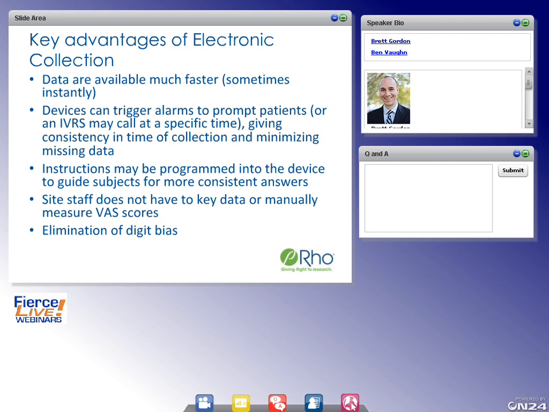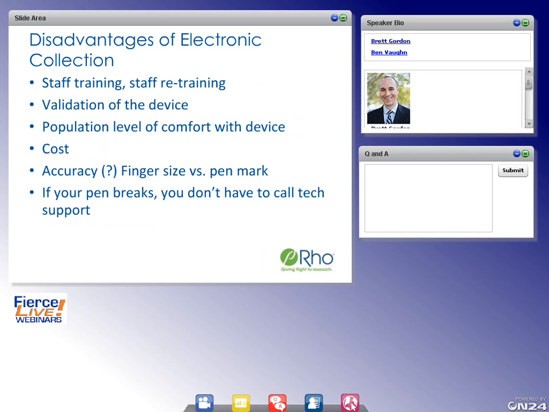Some of the disadvantages are that you have to train the staff, you have to retrain them, you have to remind them that they actually have the devices and they can't use the backup paper copies instead. It can be very costly, and you have to re-educate them over and over and over again. The device has to be validated, again adding cost. Just the cost of the device itself.